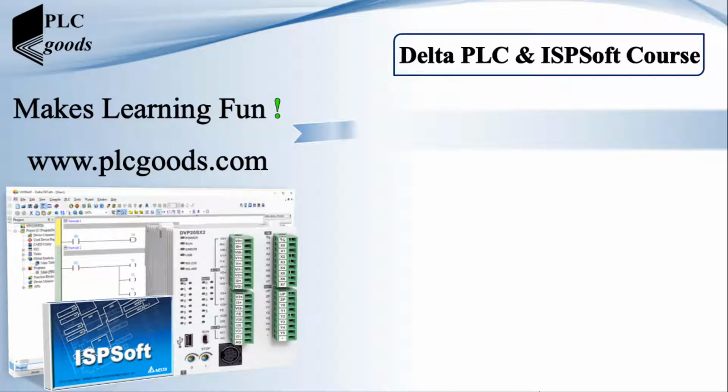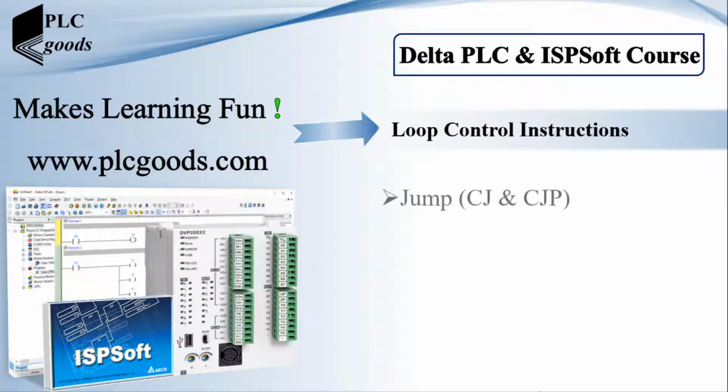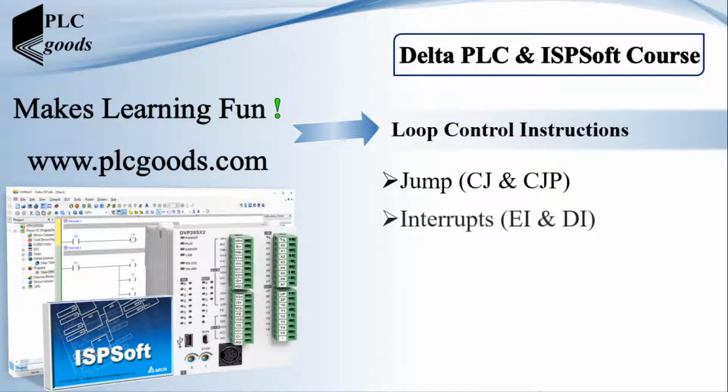Hello guys, in this video we're going to learn loop control instructions. First, we'll see how a CJ instruction can jump the program execution to another network. Then, we'll learn what interrupts are, and how a simple external interrupt can be created.